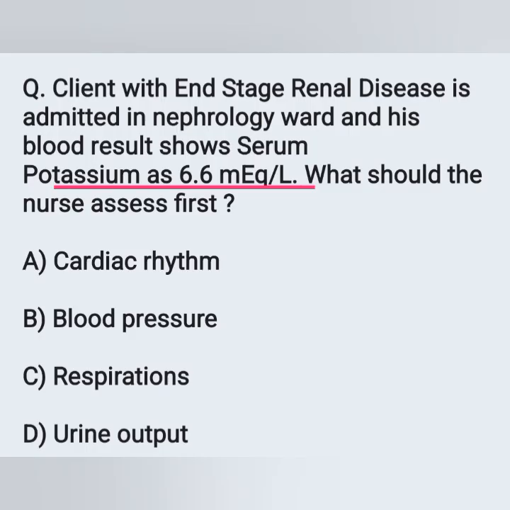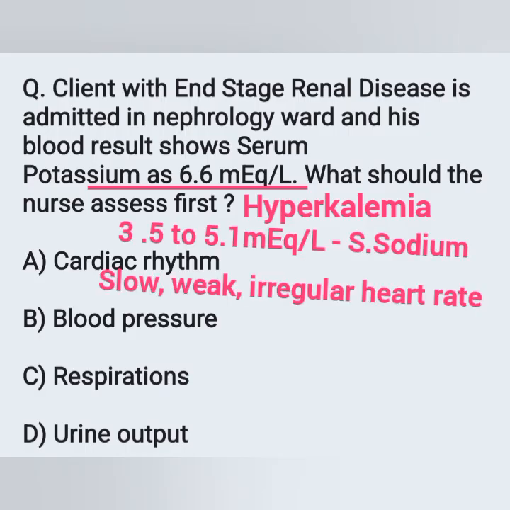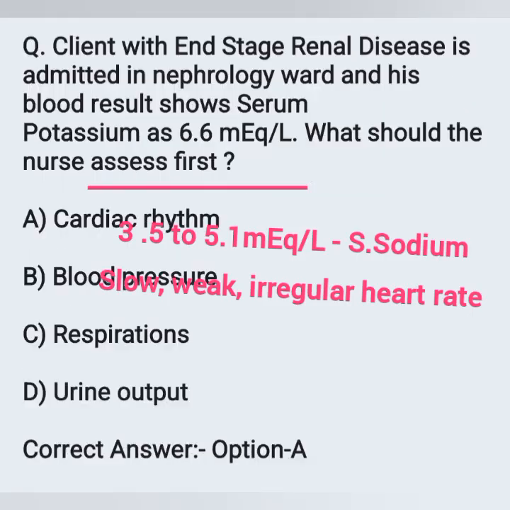Here the question is, serum potassium level of an end-stage renal disease patient is 6.6 milliequivalent per liter. Normal serum potassium level is 3.5 to 5.1 milliequivalent per liter. Here the patient's serum potassium level is 6.6, that means it is hyperkalemia. In hyperkalemia we can see a slow, weak, irregular heart rate. So we have to assess the cardiac rhythm of the patient. Option A is the correct answer.